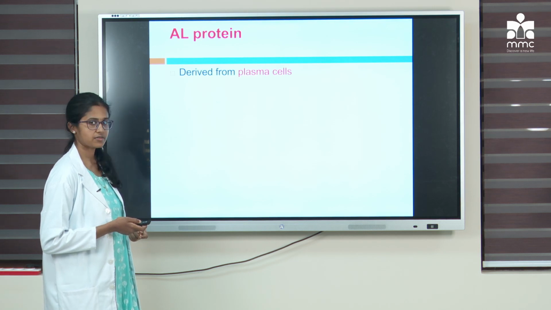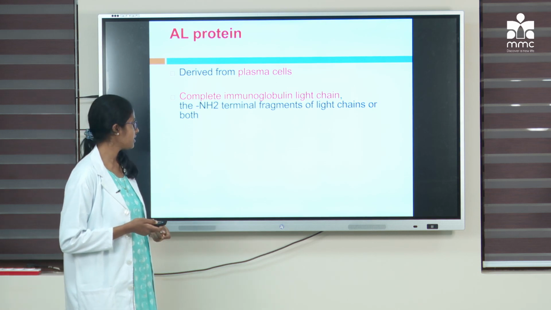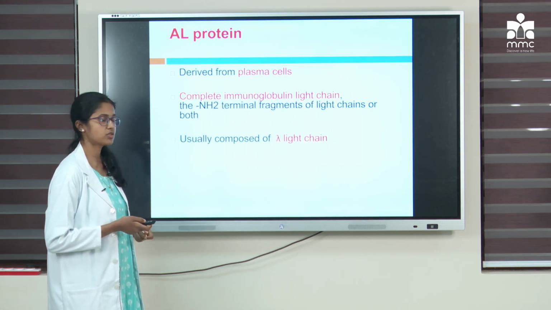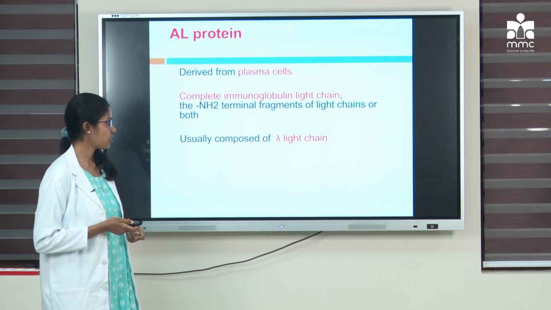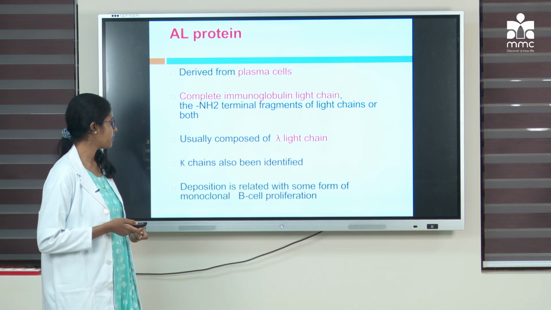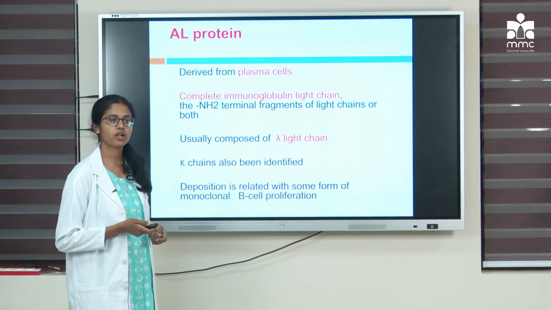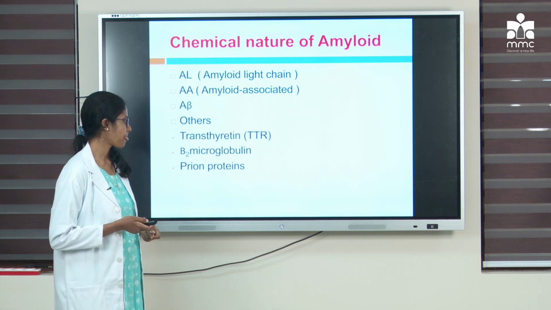it is derived from plasma cells, it is a complete immunoglobulin light chain and it is usually composed of lambda light chain but kappa chains can also occur. Deposition is related with some form of monoclonal B cell proliferation like multiple myeloma.